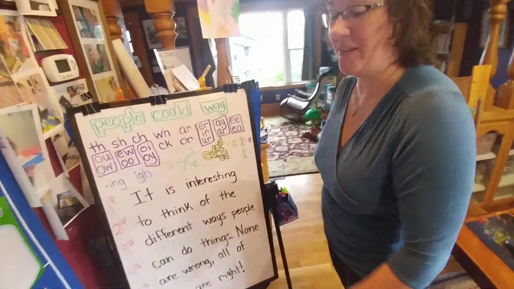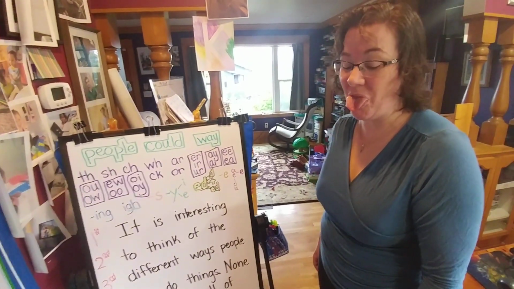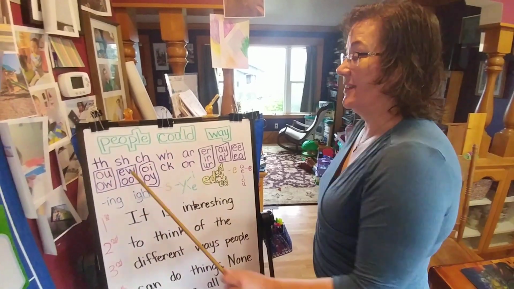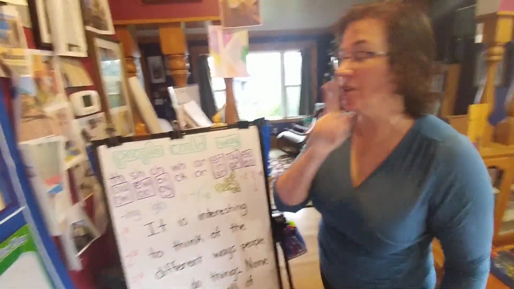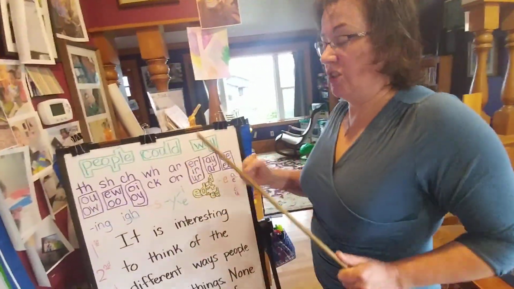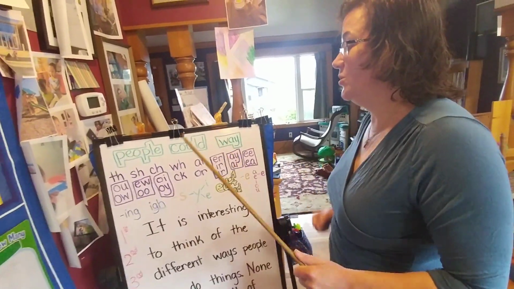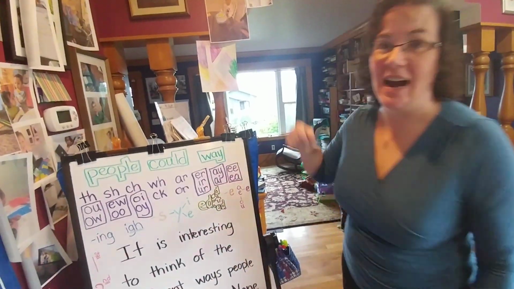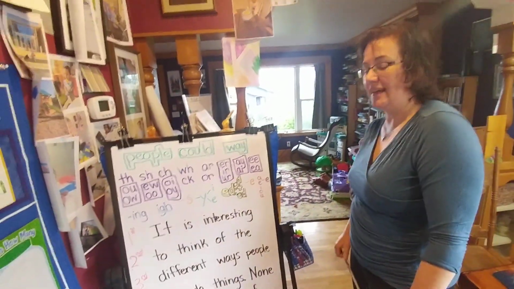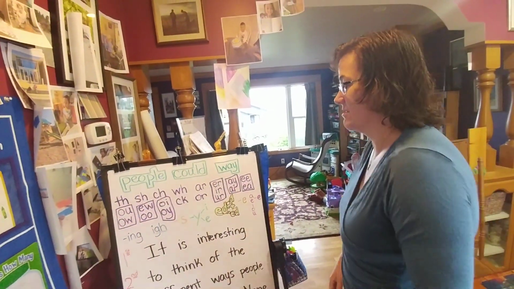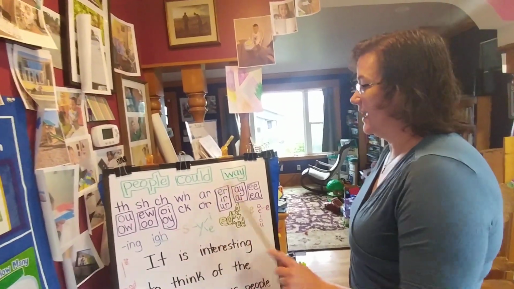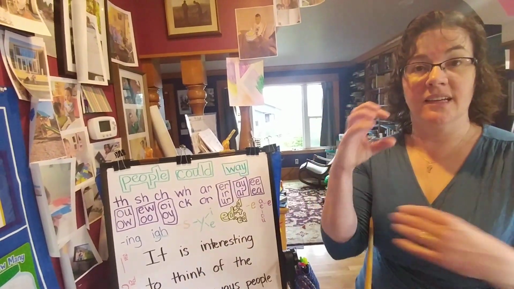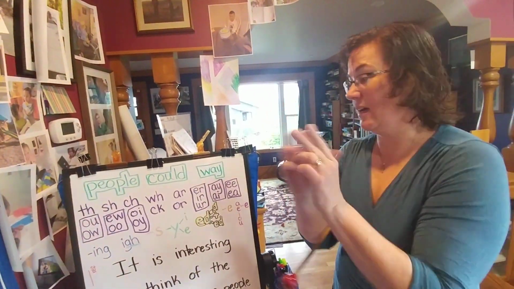My favorite, T-H. Stick out that tongue. SH is my silent sh. CH, ch, ch, choo choo. WH just like a W. Wah. AR is the pirate. R. We're going to go down here. I didn't have a chance to move my letter pair, so let's go here and do our CK. CK is a k and a k and a k.